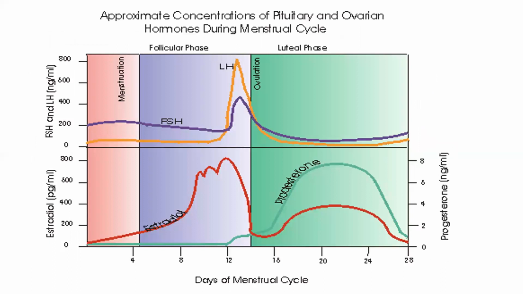This is the graph showing the levels of follicular stimulating hormone and luteinizing hormone during the menstrual cycle. And the graph below shows the levels of estrogen, estradiol and progesterone during the menstrual cycle. Usually the menstrual cycle consists of two phases: the follicular phase, that is the proliferative phase, and the secretory phase. The proliferative phase depends upon estradiol. Estradiol is the main hormone for the proliferative phase.